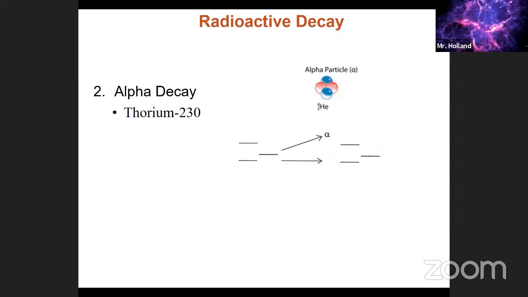Thorium-230 is your example for the first one. Thorium-230. 230 is the isotope number. The isotope number, again, is a specific mass of an atom. When we know the specific mass of an atom, we call it an isotope.